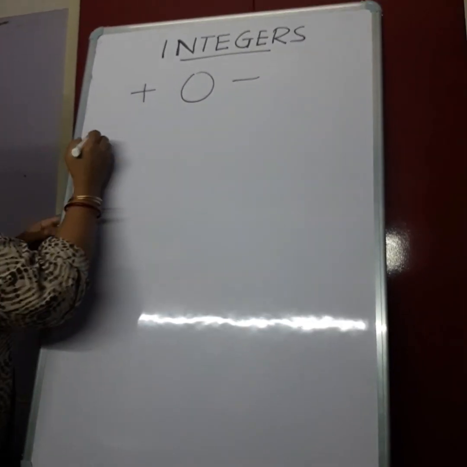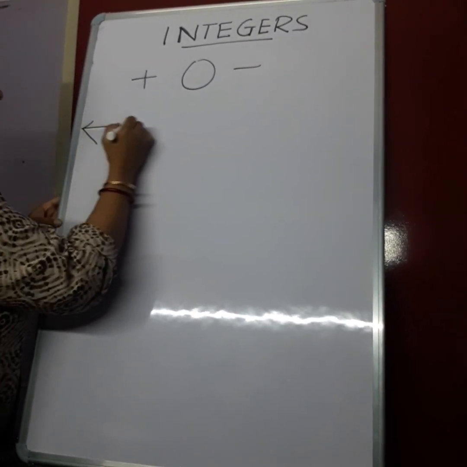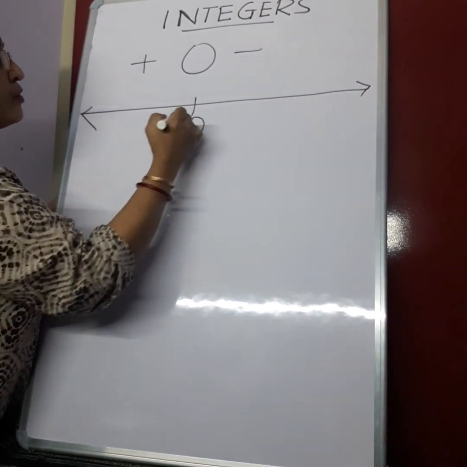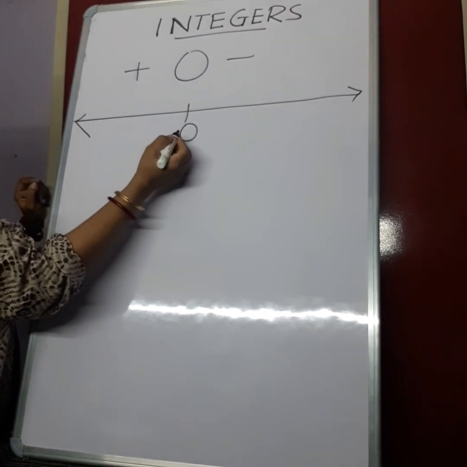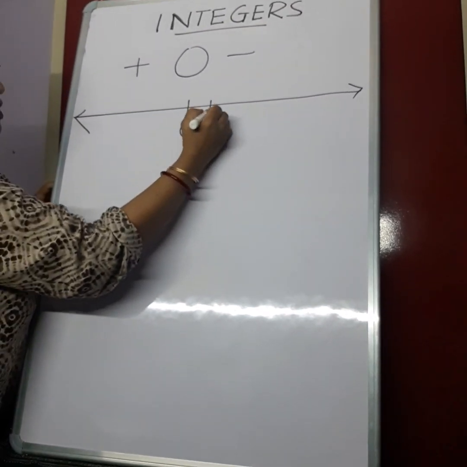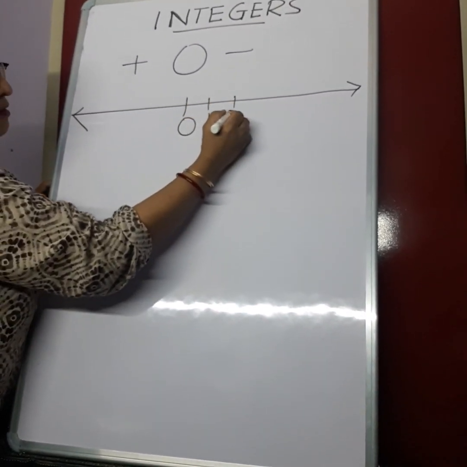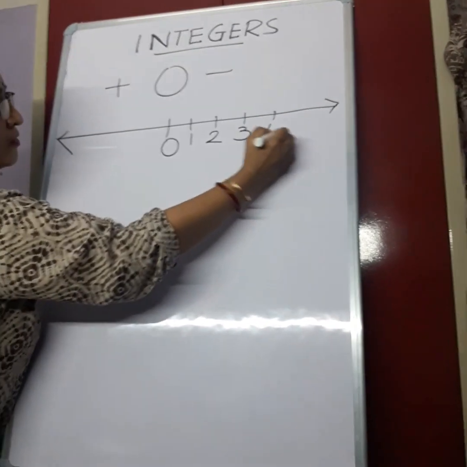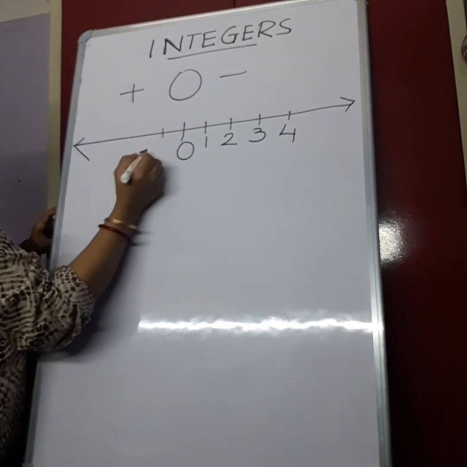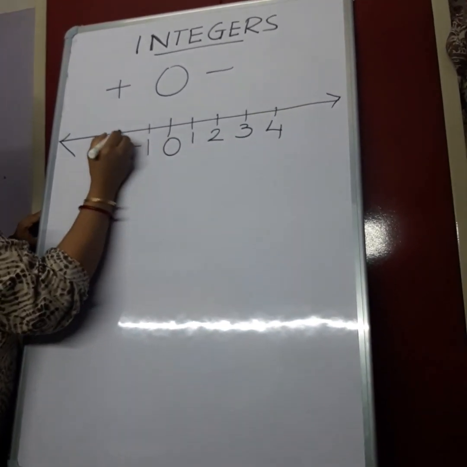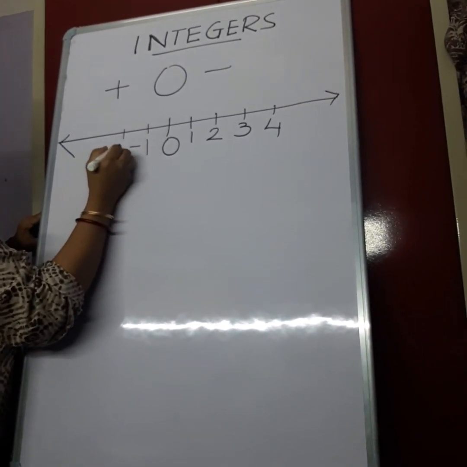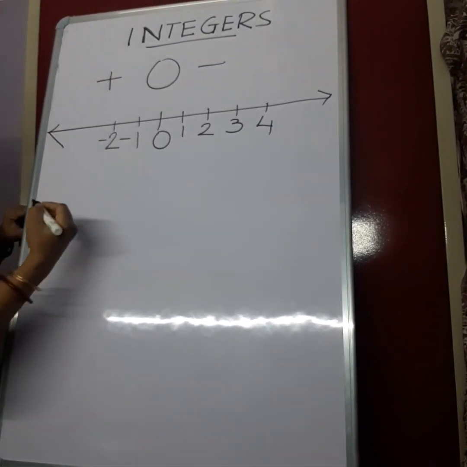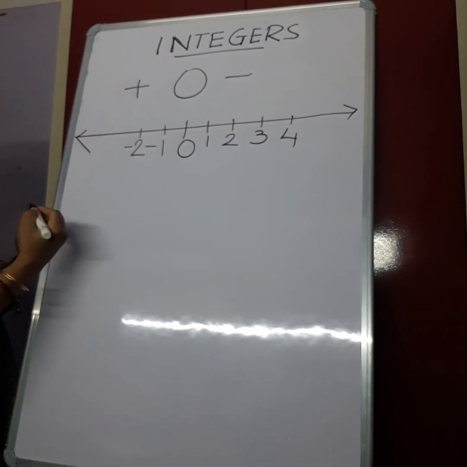Now we will try to understand it in a number line. So this is a number line where 0 is in the center, which is neither positive nor negative. On the right hand side, the numbers are positive, and on the left hand side, the numbers are negative. Negative is denoted by the sign of minus and positive is denoted by the sign of plus.